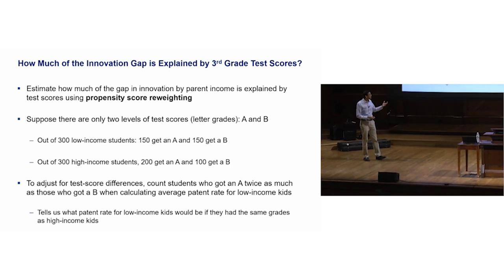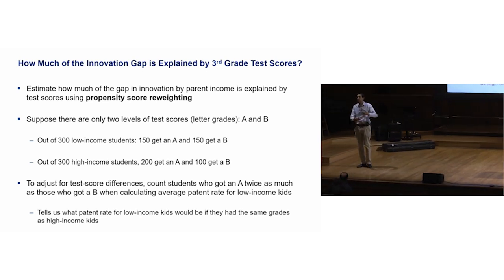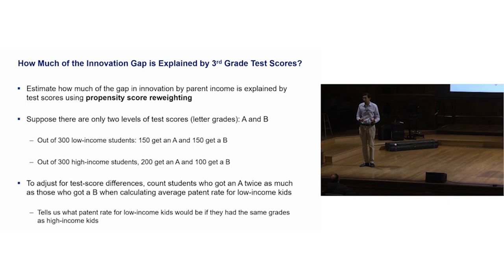The point is that by putting more weight on the children who got an A in the low-income group, you make them look, in terms of their distribution of grades, similar to what the high-income kids' distribution of grades looks like. And so what that does is it tells us what the patent rate for low-income kids would look like if they had the same grades as high-income kids.